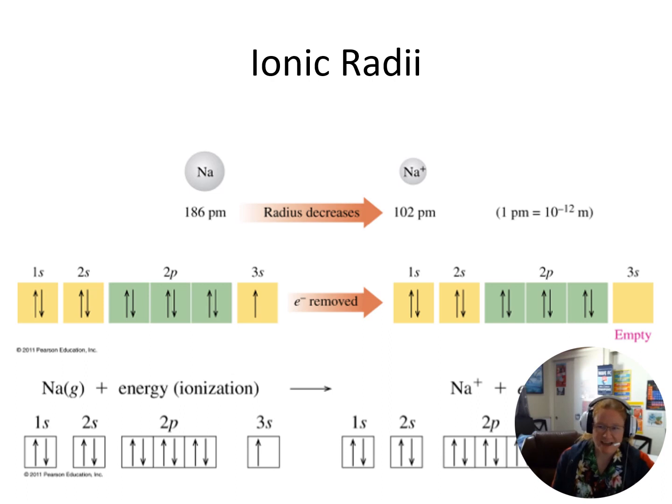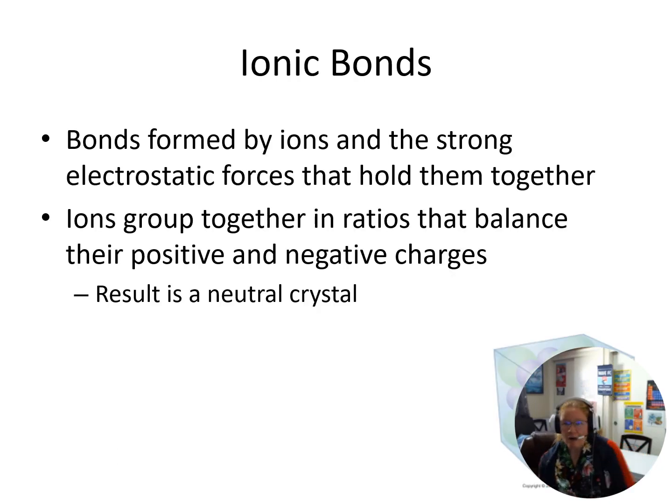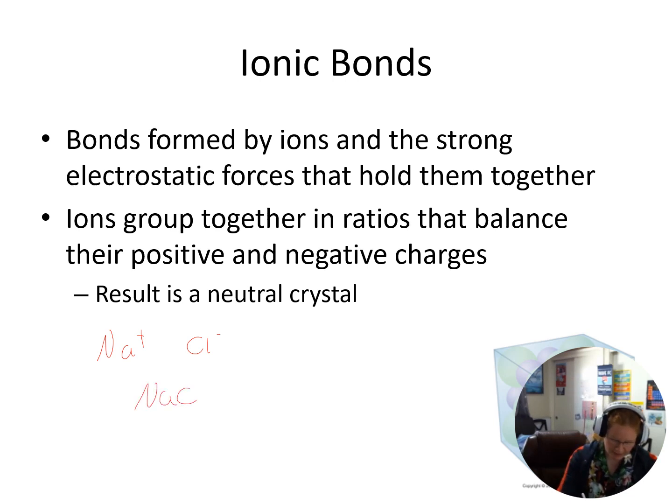So you can see there again, our cations are going to get smaller, our anions are going to get larger. Right? And now, when we make our ionic bonds, these are held together by electrostatic forces. And so we need ratios for our ionic bonds that give us a neutral species. So if I look at something like sodium chloride, I have a sodium ion, I have a chloride ion. We know that sodium forms a +1, chloride forms a -1, and so we get NaCl as our formula there.